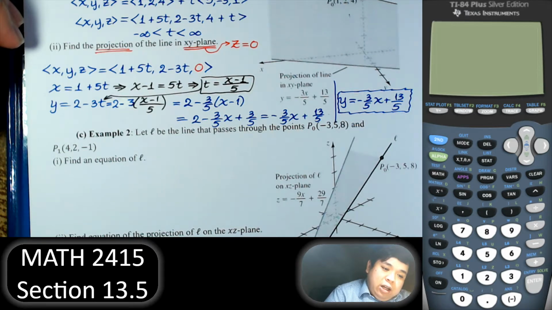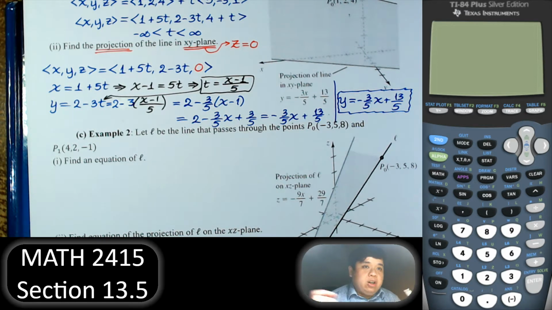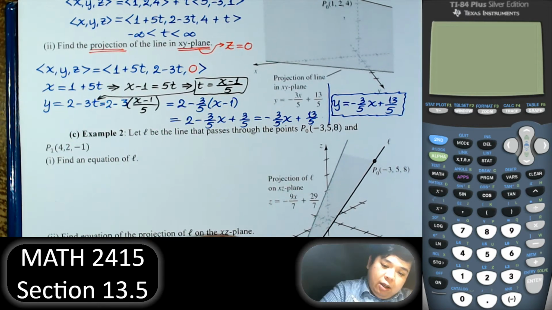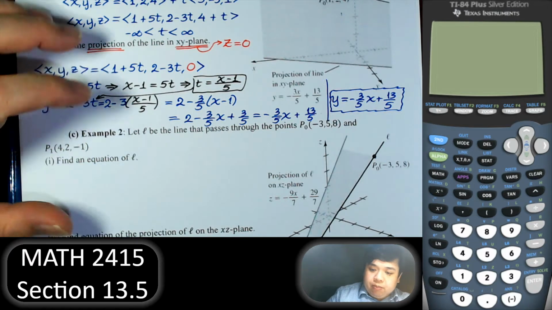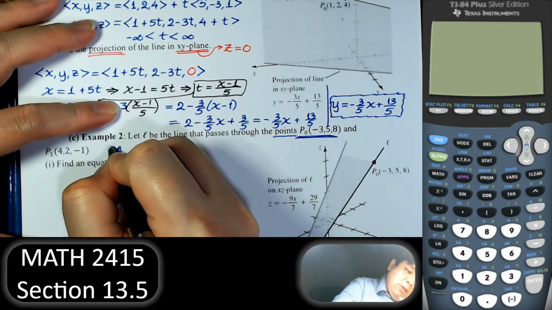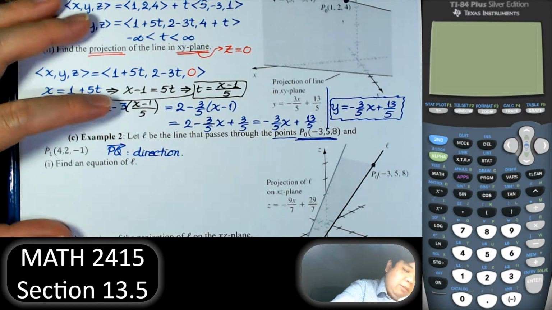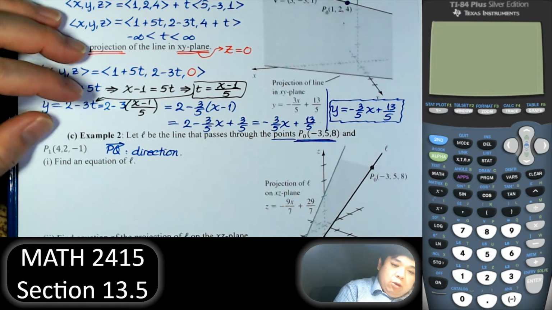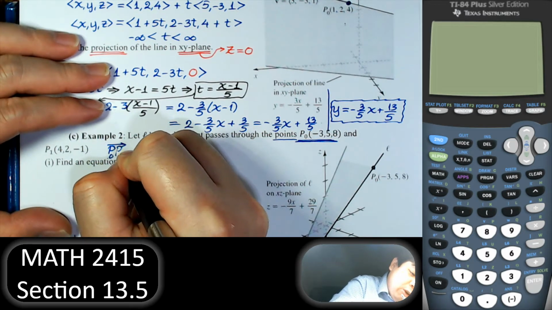Next, let L be a line that passes through the points. So now instead of having a point and the direction, we have 2 points, which is perfectly fine, as long as the 2 points are different. If we have 2 identical points, we don't have a line. We have a lot of lines, but if we have 2 points, P0 and P1, suddenly we can just find a vector connecting them, right? So that should be no problem. So we're going to use this point, and then we will find the vector to be the direction, right? So vector P0 P1.